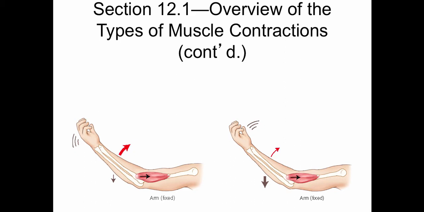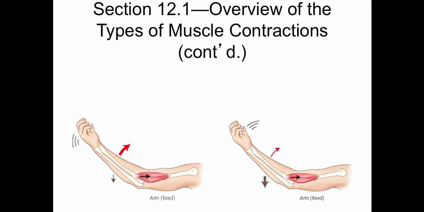Concentric contraction of the brachialis muscle is shown on this slide on the left. The arm is fixed and the forearm is mobile. The arrow within the brachialis shows the line of pull of the muscle. The red curved arrow represents the strength and direction of pull of the brachialis acting upon the forearm. The straight brown arrow represents the strength and direction of pull of gravity acting on the forearm.